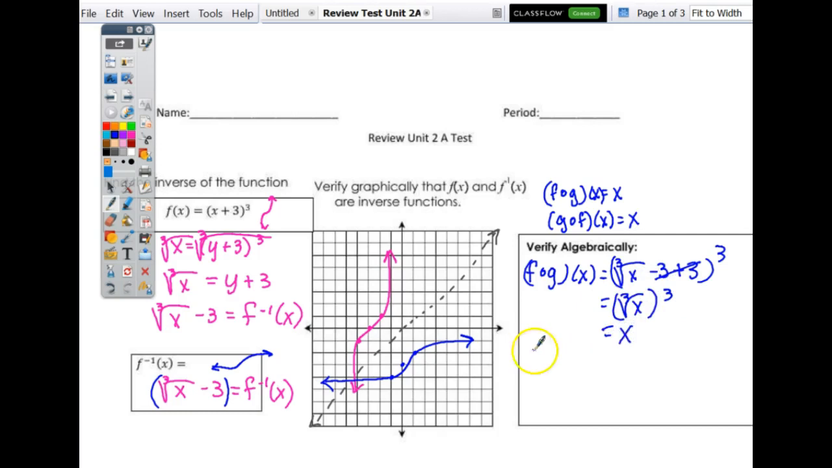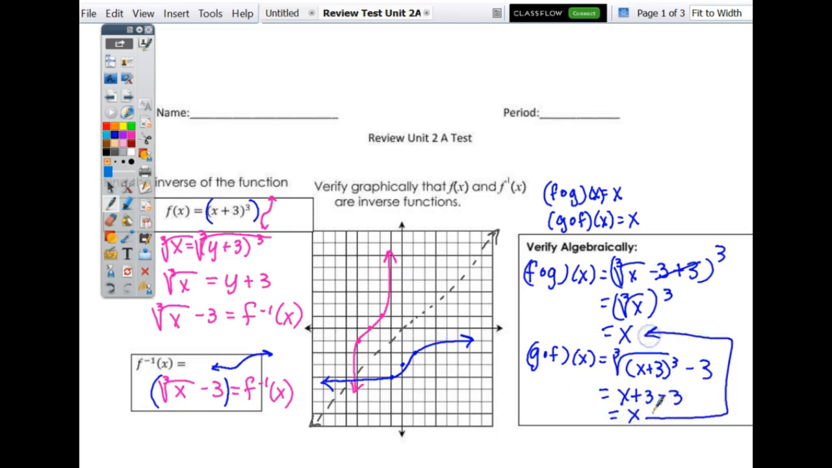I'm going to do g(f(x)), which means I'm going to put parentheses around this quantity and substitute it in here for x. So I'm going to have the cube root of (x + 3)³, minus 3. So the cube root and the cube are reciprocals, so I get x + 3 − 3. So this equals x, so I have x equals x, which means they're inverses.